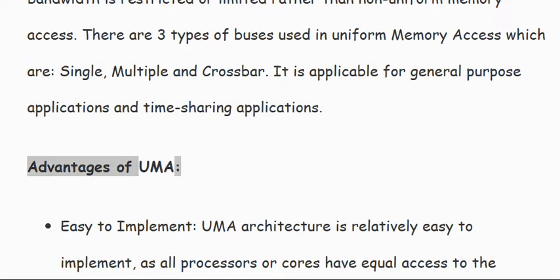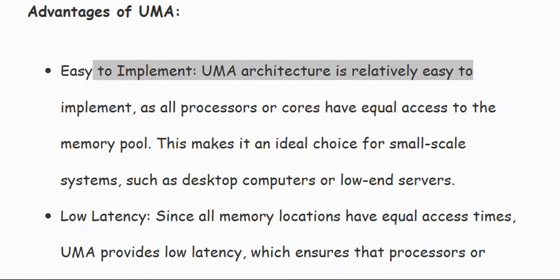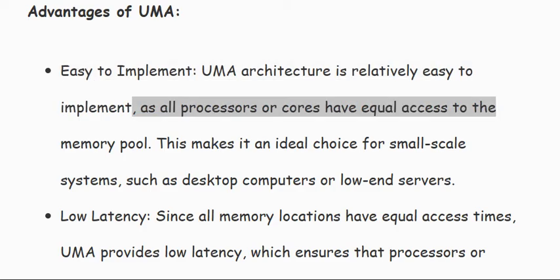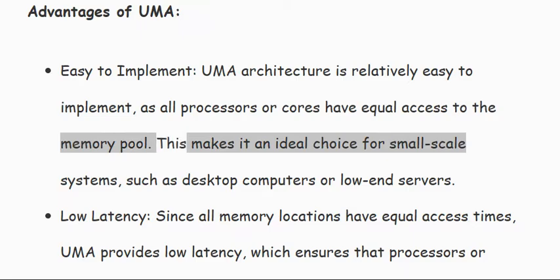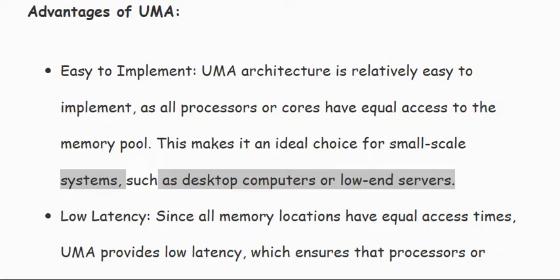Advantages of UMA. Easy to implement. UMA architecture is relatively easy to implement, as all processors or cores have equal access to the memory pool. This makes it an ideal choice for small-scale systems, such as desktop computers or low-end servers.